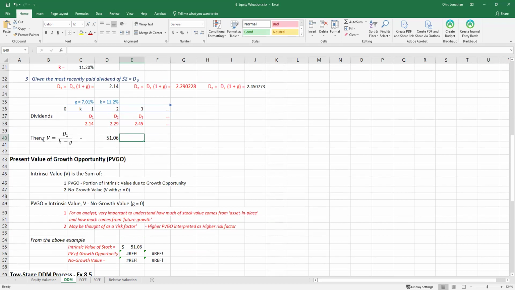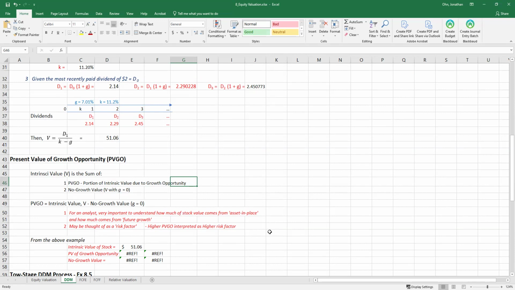If you look at this intrinsic value of $51.06, it has two components. One is the portion of intrinsic value due to growth opportunity. The other is the no growth value, the value that comes from assets in place. We will take a micro look at this structure for our problems.